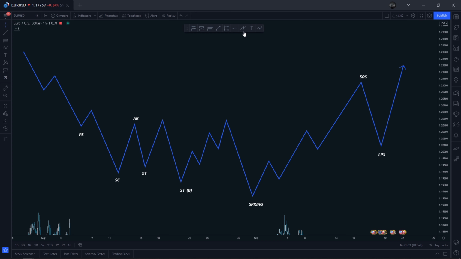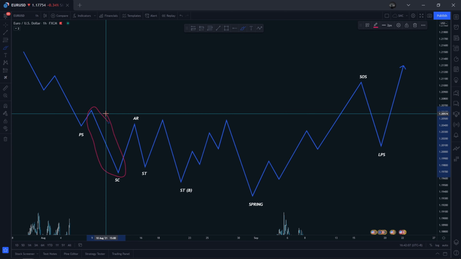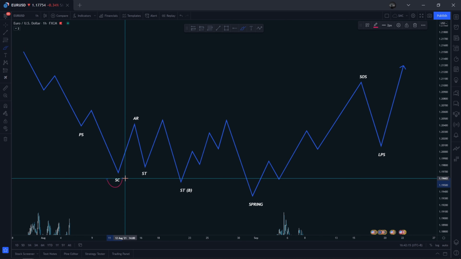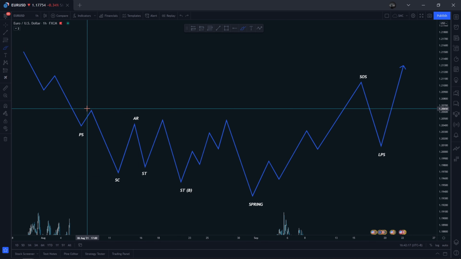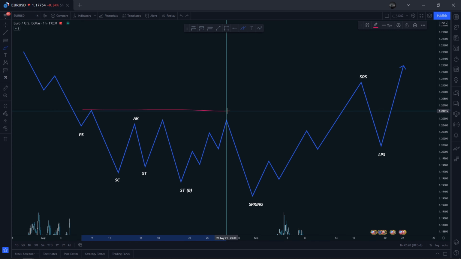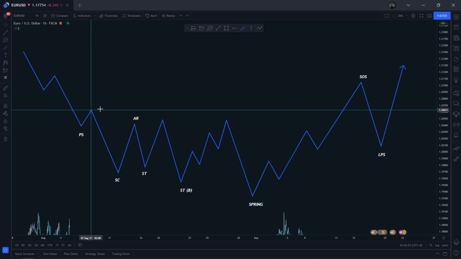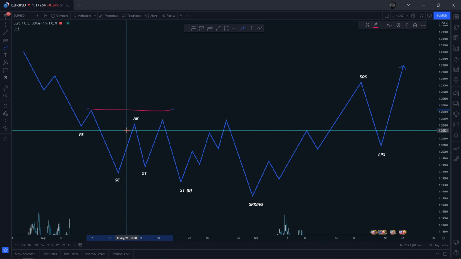Now for the beginners who don't know, PS, preliminary support, looks like just a short move up before it goes down. Then SC looks like a way bigger move compared to the PS. That's why we have this bigger move down. SC, the next is the AR. Usually the AR is never above the PS. Maybe it can do at least an equal high, but usually it doesn't go above the PS.